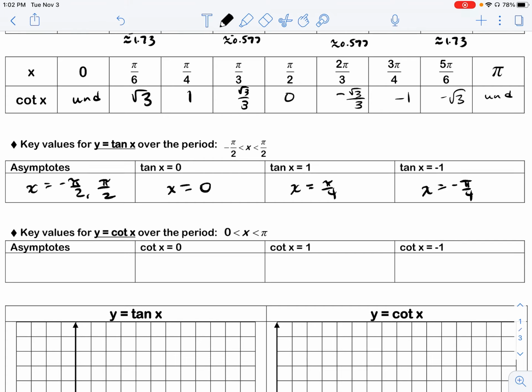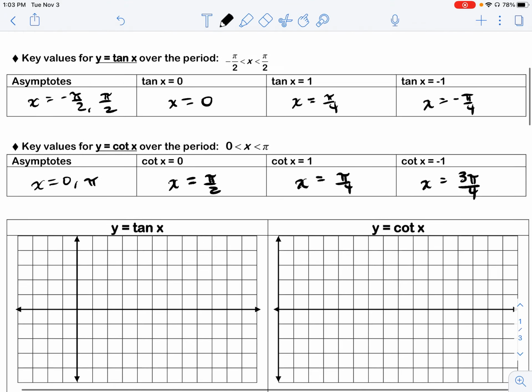Where is my cotangent function undefined? At x equal to 0 and pi. Cotangent of x is equal to 0 at x equal to pi over 2. Cotangent of x is equal to 1 at x equal to pi over 4, and negative 1 at x equal to 3 pi over 4. Now, is cotangent of x equal to negative 1 in a number of other places? Yes, in an infinite number of other places, in fact. But this is what we're using for our parent function as a starting point for us to graph.